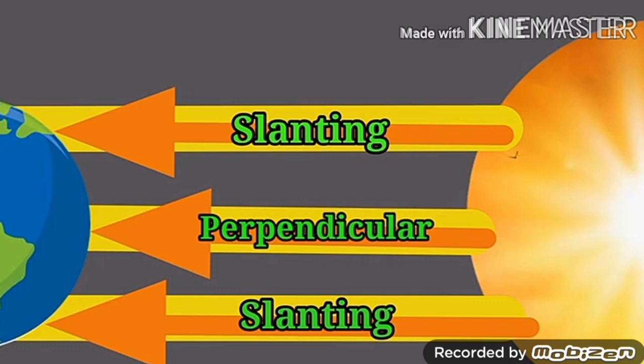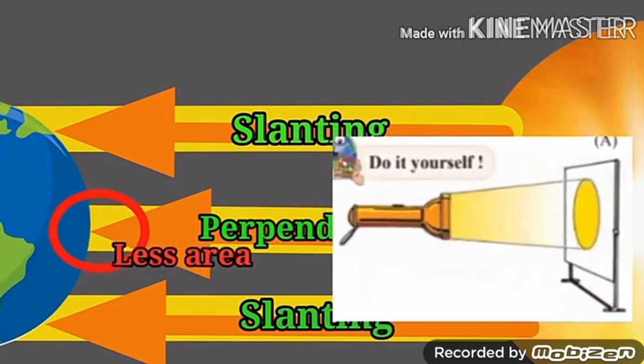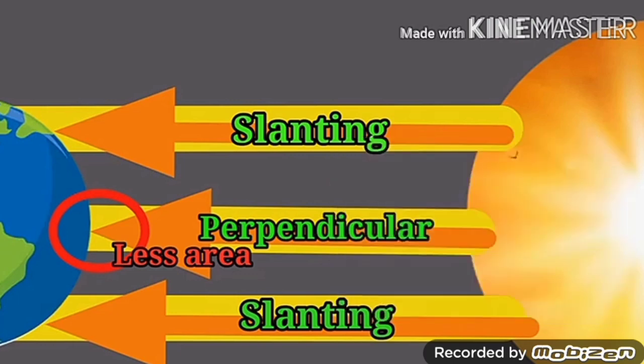The perpendicular rays occupy less area. See figure A. The part where the rays occupy lesser area receives bright sunshine and greater heat. Hence, the surface there gets heated more and the air becomes hotter.